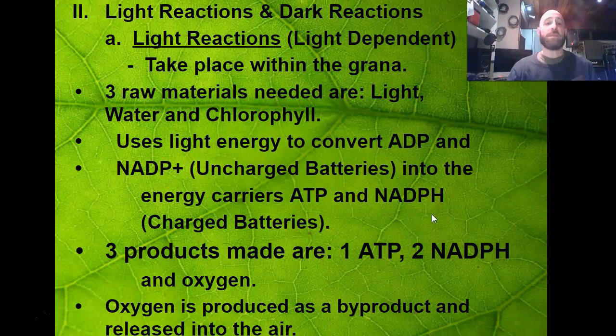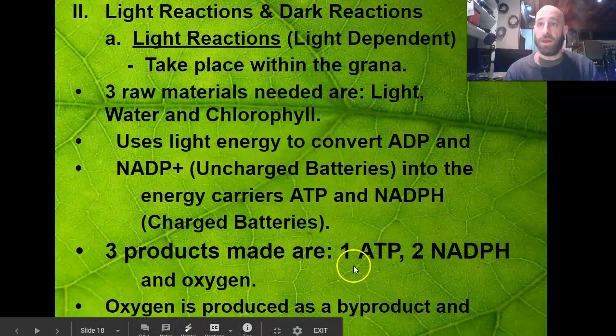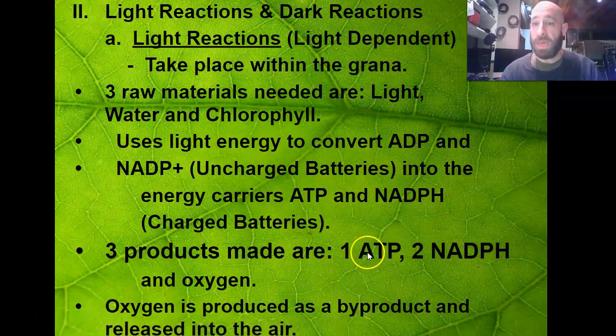So what comes out of this process? Well, you get 3 products from the light reactions. 1 ATP gets made, you get 2 NADPH, and you get oxygen. So oxygen gets given off as a byproduct. The plants don't need oxygen, but for us it's so important, right? So that's what actually provides oxygen.